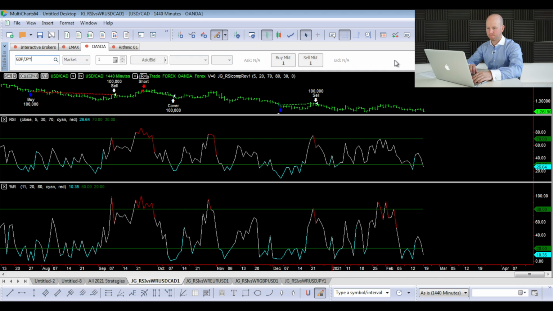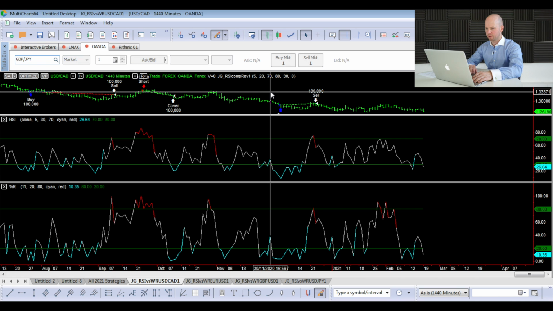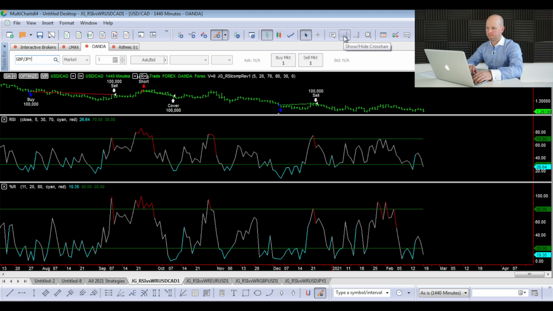What we can see on this chart is a daily chart of US dollar versus Canadian dollar. And what I want you to look at is both the indicators. The top one here is RSI, and the bottom one is Williams R. I just want you to notice how similar they look. I have actually adjusted the lengths so that they look more similar. Williams R is on an 11-period length, and RSI is on a 5-period length. But I think you'll agree, whilst not obviously identical, they do look very similar.